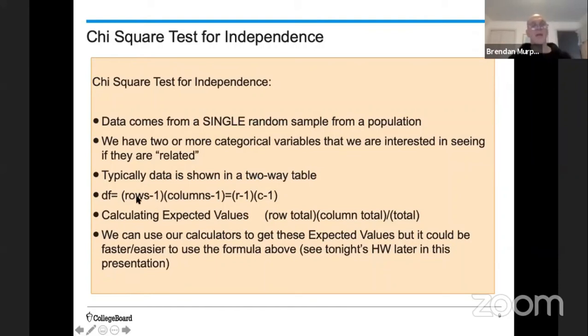Degrees of freedom, we have the number of rows minus 1 times the number of columns minus 1, or R minus 1 times C minus 1. We calculate expected values. We do that by row total times column total divided by the total. So you'll probably hear me later today say total. We can use our calculators to get these expected values. But it could be faster and easier to use the formula above. On a multiple choice question, I think it would just be easier to use this formula here to calculate an expected value for a certain cell. This formula is not given to you on the formula sheet, so that may be something that you just want to keep in the back of your mind. And of course, there's no chi-squared on this year's test anyway, but for future knowledge.